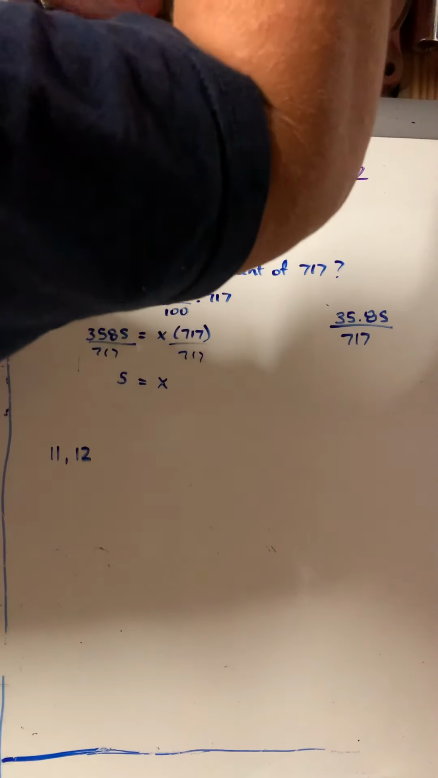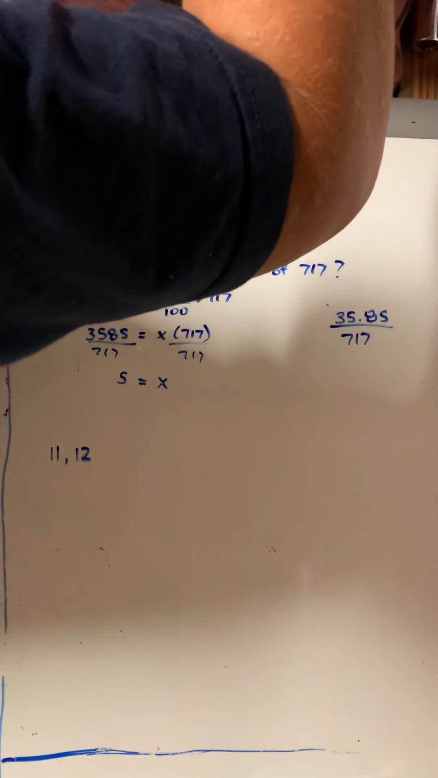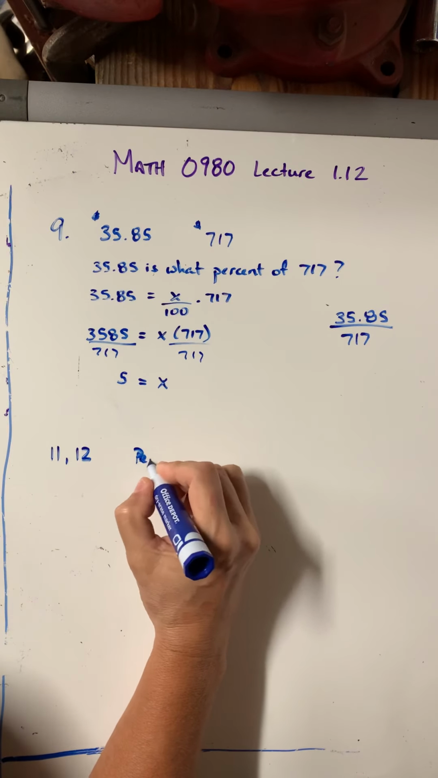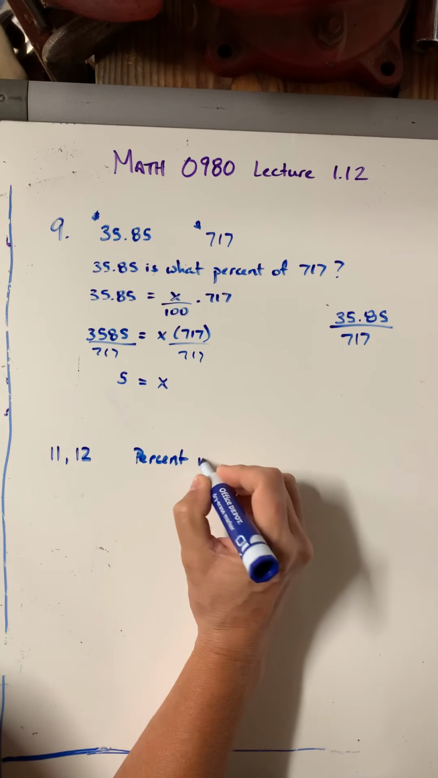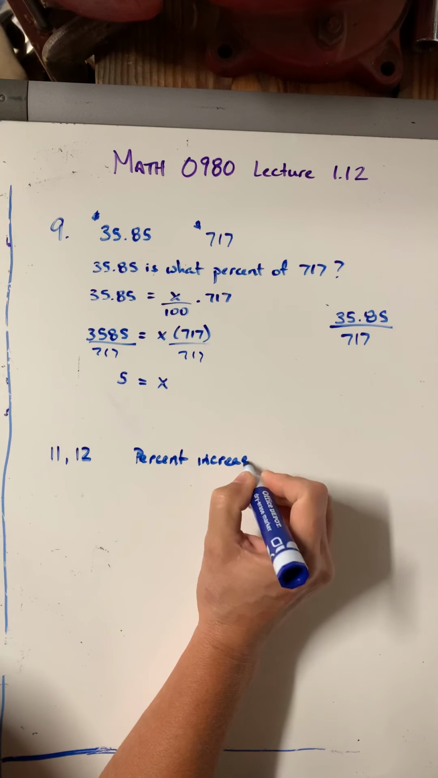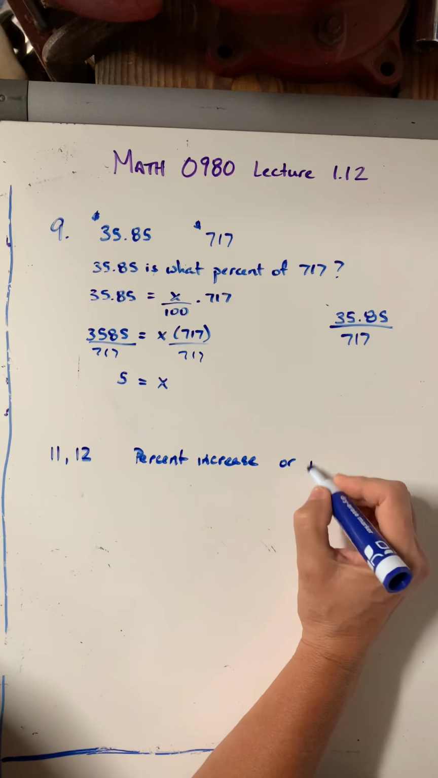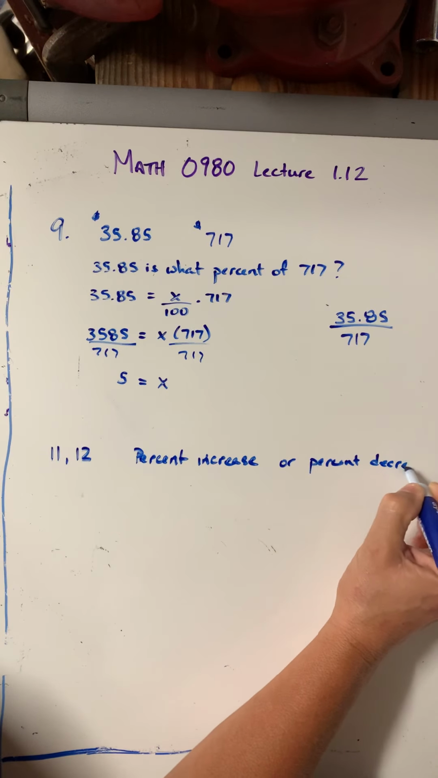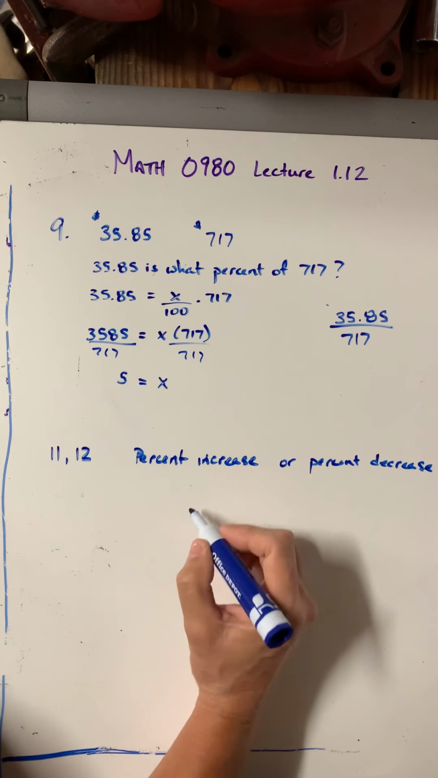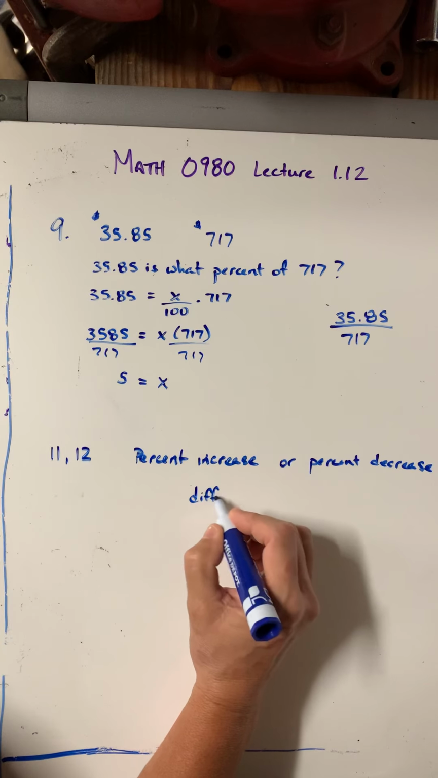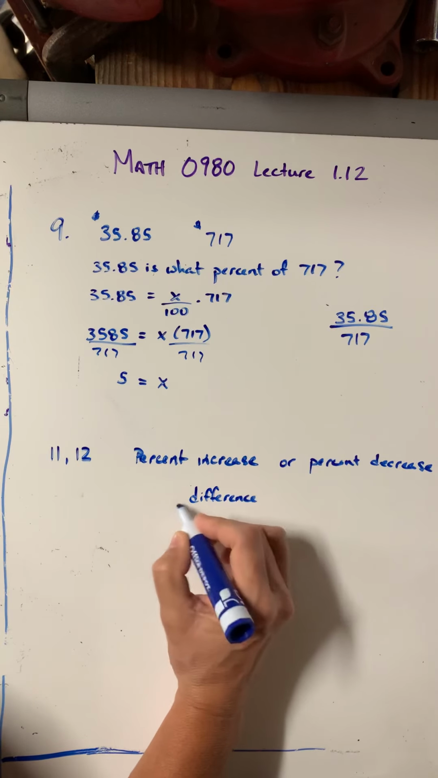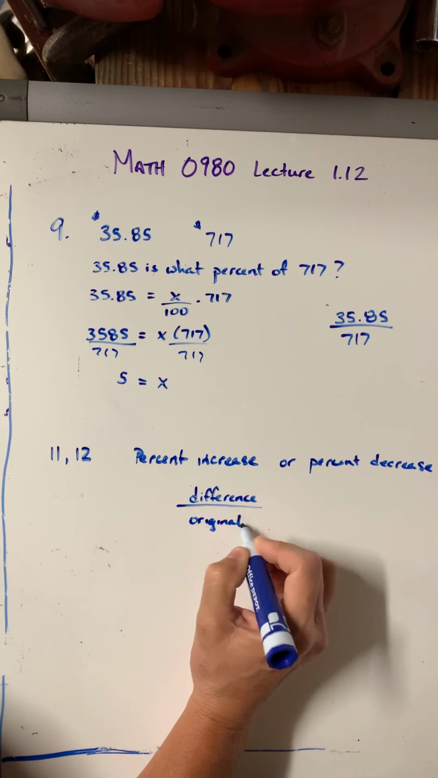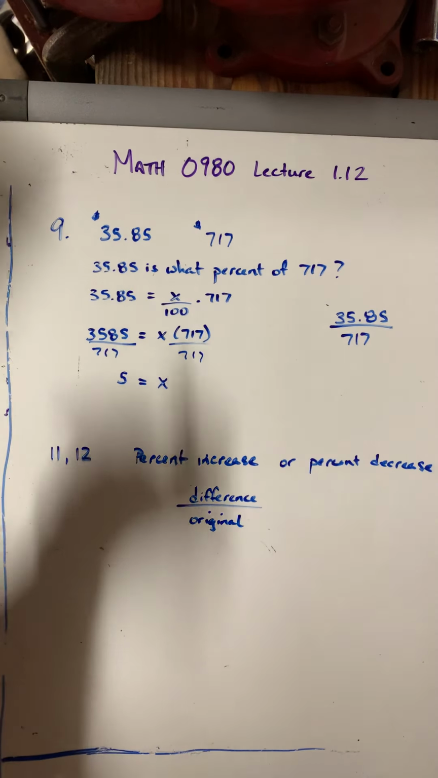And this is where they talk about a percent increase or a percent decrease. So they use these two words together. What is the percent increase or percent decrease? So there's actually a formula for these, and the formula is the difference divided by the original. So original means which one happened first in time.